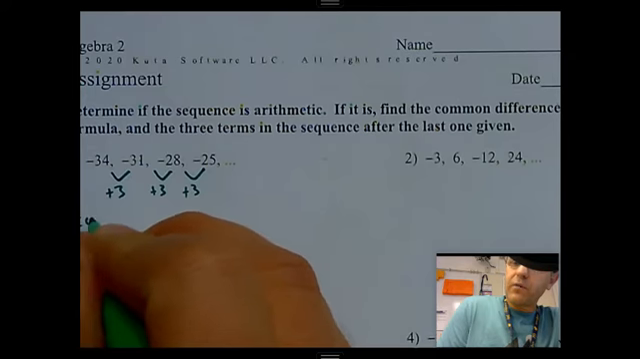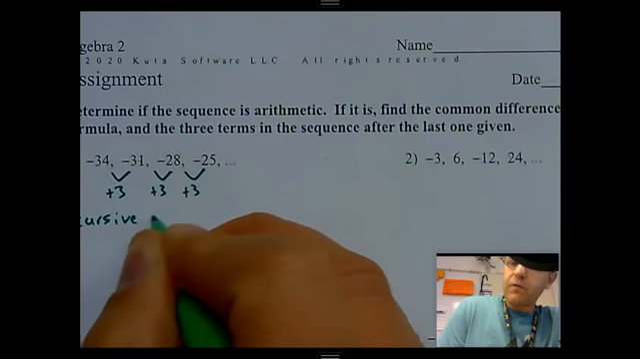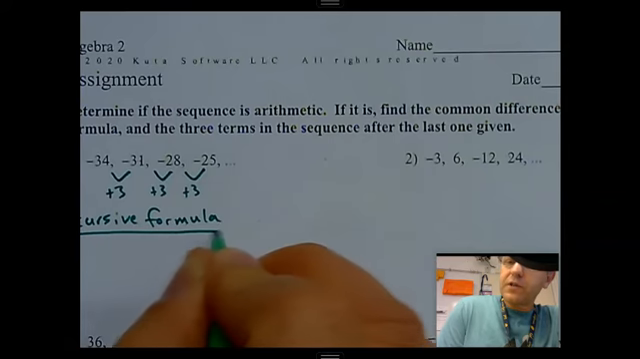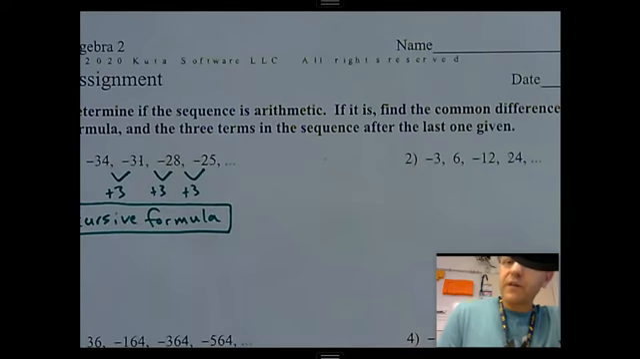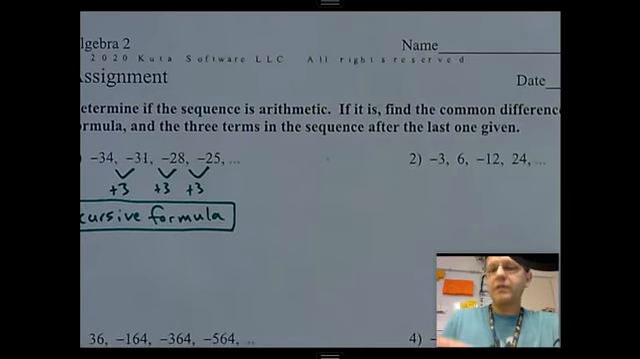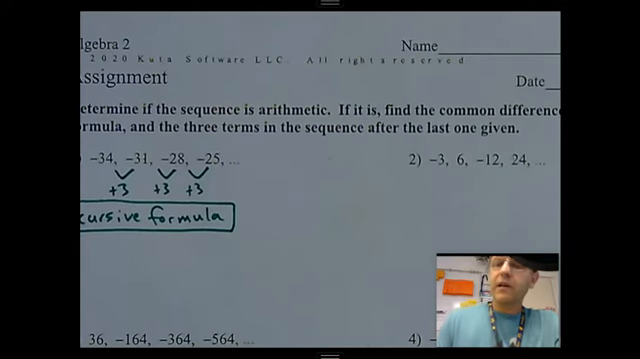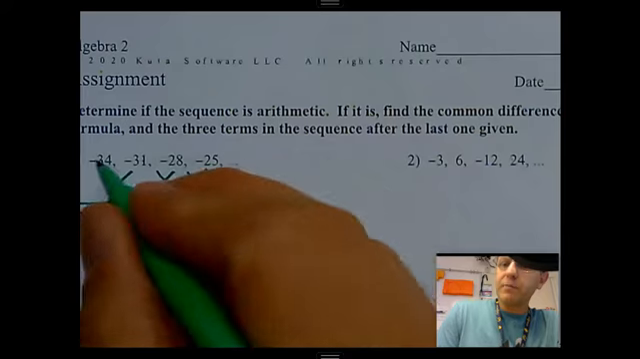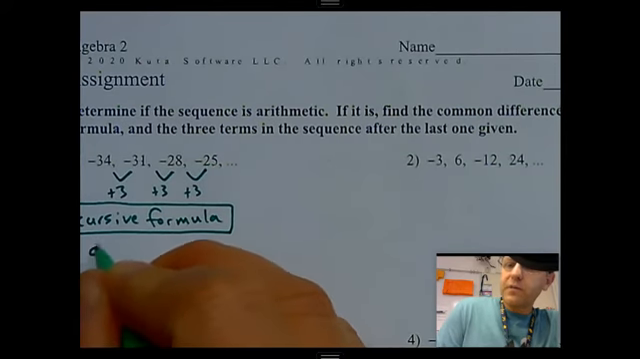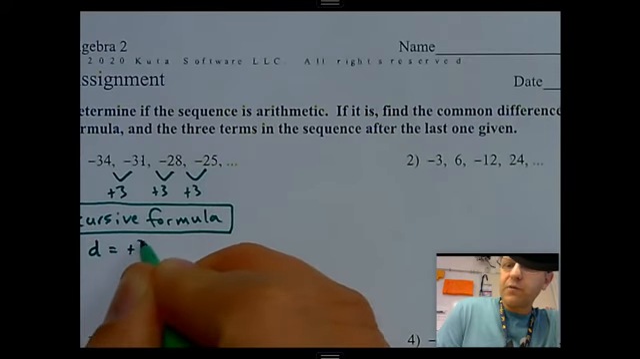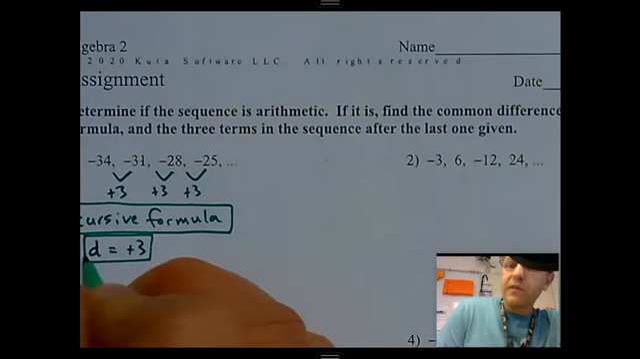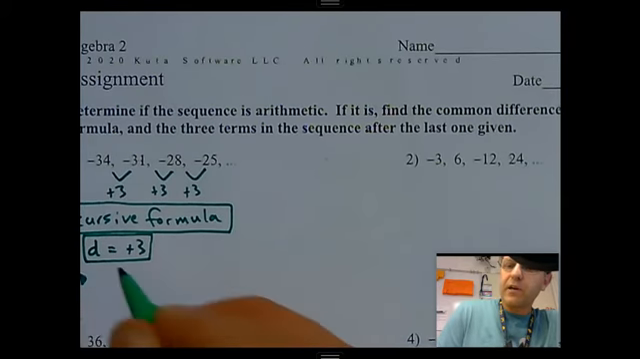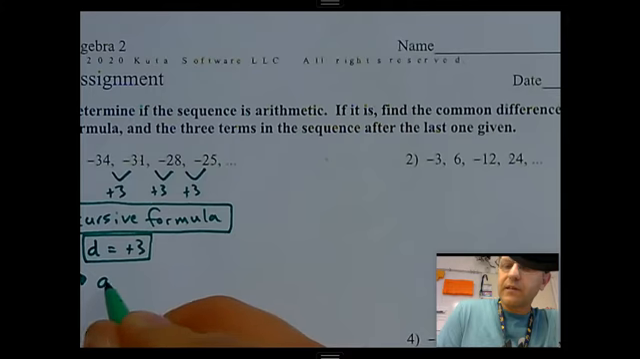So if we want the recursive formula, first of all, recursive means to do something over and over and over again. It means what can we do over and over to make this pattern? Well, obviously what we're doing over and over is we're adding 3, right? That's our common difference. We're adding 3 every time. But to make the actual formula, it's going to look like this.